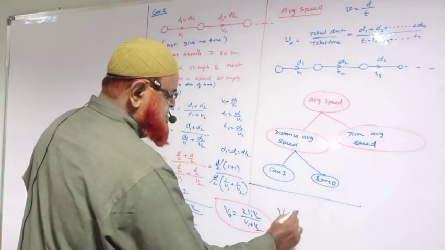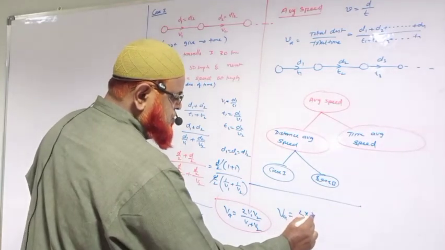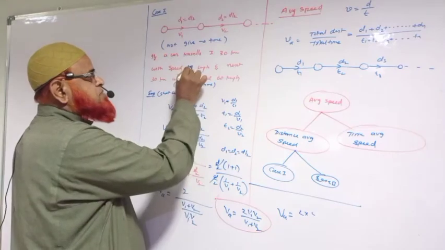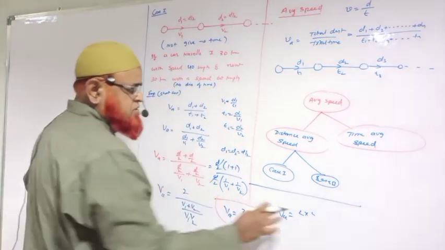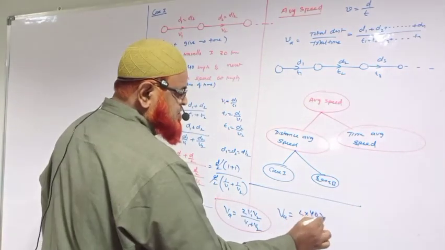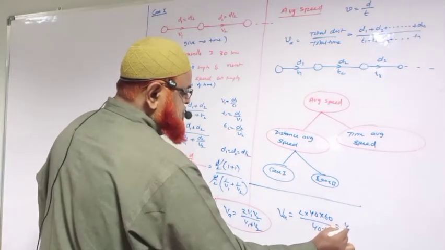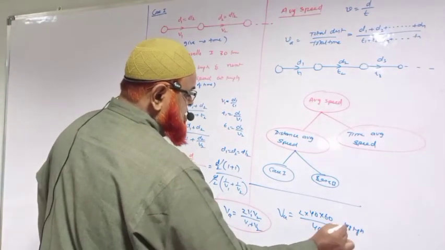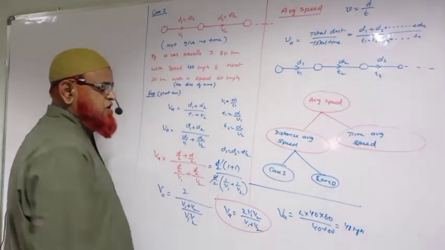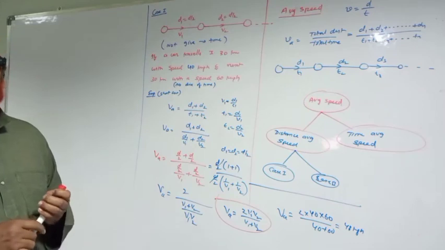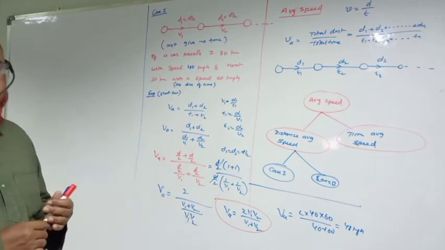This is V average is equal to 2 into, what is that? 50. Better you take 40. It will become easy for us to calculate, that's it. No other intention. 2 into 40 into 60 by 40 plus 60. It is 48 kilometers per hour, a shortcut. Just if you know this formula, you can solve this problem. Okay? Is it clear? Okay.